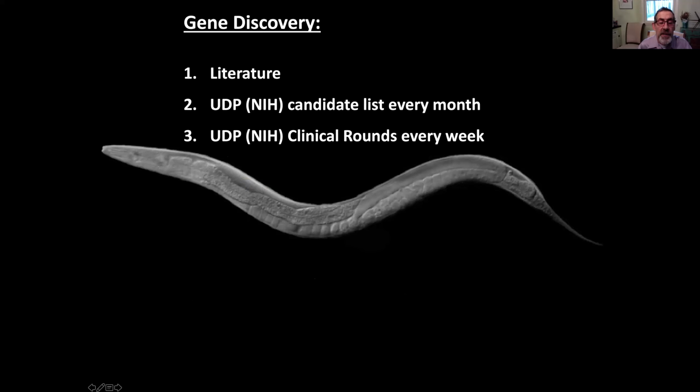The other advantage at the NIH is we actually have access to the Undiagnosed Disease Program candidate list that gets sent to us every month. And from that list, we can pick and choose genes that look interesting to us. And we also have the benefit of attending clinical rounds from the Undiagnosed Disease Program every week. And in these cases, we actually go to a lot of case reports where N equals 1, and we get to meet the patients and learn more about that disease in person.